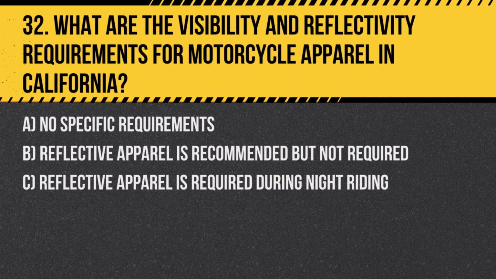Question 32. What are the visibility and reflectivity requirements for motorcycle apparel in California? A. No specific requirements. B. Reflective apparel is recommended but not required. C. Reflective apparel is required during night riding. Answer B. Reflective apparel is recommended but not required. While not mandatory, reflective clothing greatly enhances visibility and safety, especially at night.